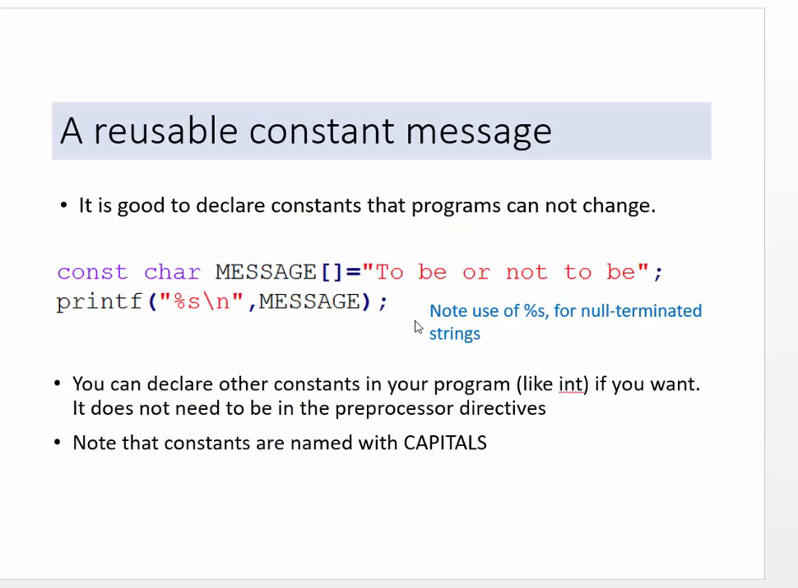Speaking of strings, you can also make reusable constant messages. Remember, we've introduced this concept of a constant, something that cannot be changed anymore. But if you declare a constant, it has to be with all capital letters, not because the compiler expects that, but because that's our style conventions. So I have a constant character message array right here, which is to be or not to be, and I can use it anywhere in my program, and I cannot change the message.